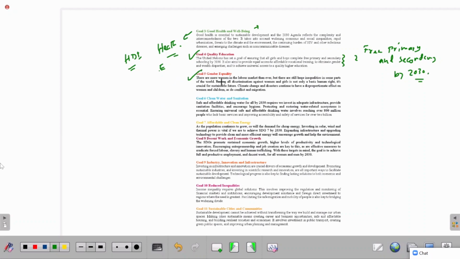Number 5 is gender equality. Okay, gender equality means equity maintained between genders. Suppose, for example, in education, the enrollment for boys and girls in Bangladesh: in previous times, there were fewer girls and more boys. Nowadays, it becomes equal. So this is an example of where Bangladesh has improved.